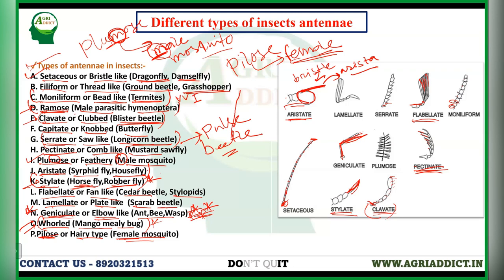According to me, the serrate antenna and the moniliform antenna are very important, along with the geniculate antenna. Okay.